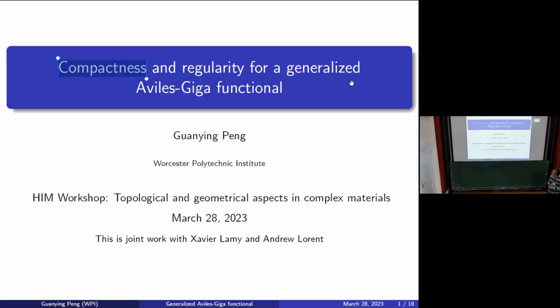So today I'm going to talk about a generalized Aviles-Giga functional. This is joint work with Lamy, who just gave a talk earlier this morning, and Lorent at the University of Cincinnati in the US.